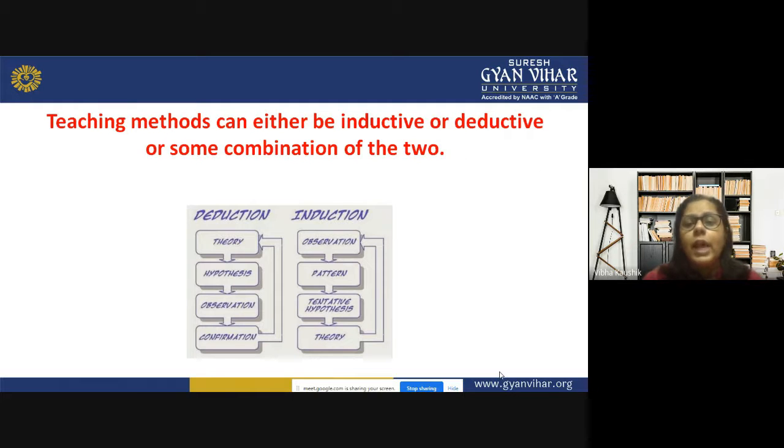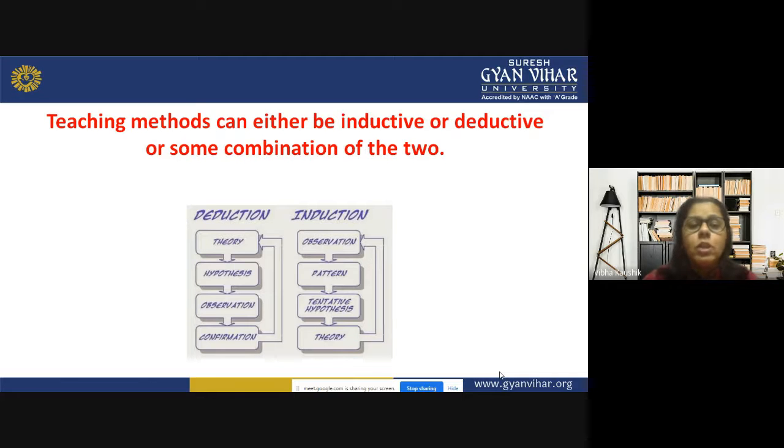Teaching method can either be inductive or deductive or some combination of the two. So what they are saying is that the teaching method, the way of teaching the student, can either be inductive, where the teacher teaches the students with the inductive process, or deductive, where the teacher teaches the students with the deductive approach, or some combination of the two, where the teacher can use both inductive and deductive approaches to teach the students.